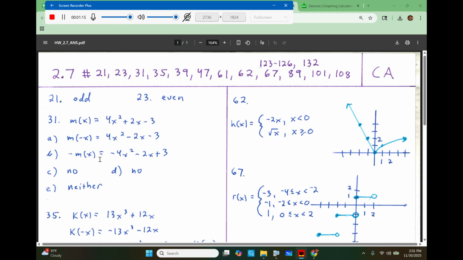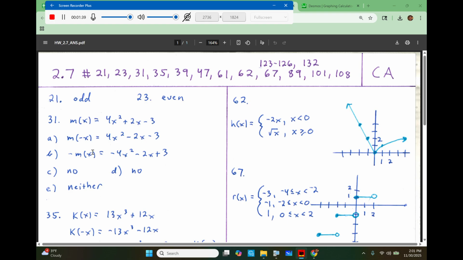Negative of m of x is just multiply this whole thing by -1, and I get this here. And so for part C, these are not equal to each other. So m of negative x is not equal to m of x, and m of negative x is not equal to the negative m of x. So C and D is no and no. So that means there's no symmetry.